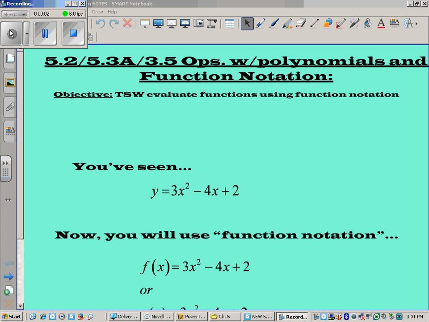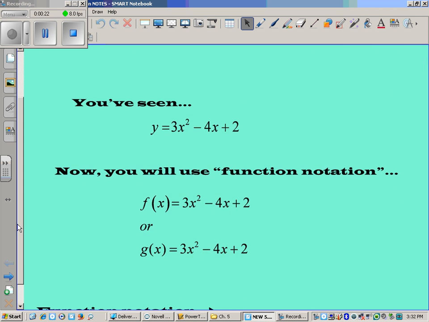Okay guys, today we're going to do 5.2, a little bit of 5.3a, and this actually goes a little bit with 3.5. We're going to talk about polynomials, operations with polynomials: adding, subtracting, multiplying, dividing, and then a little bit of function notation stuff. And so far, we've seen in class, anytime we draw an equation of a line or anything like that, we always call it y equals, y equals, y equals.